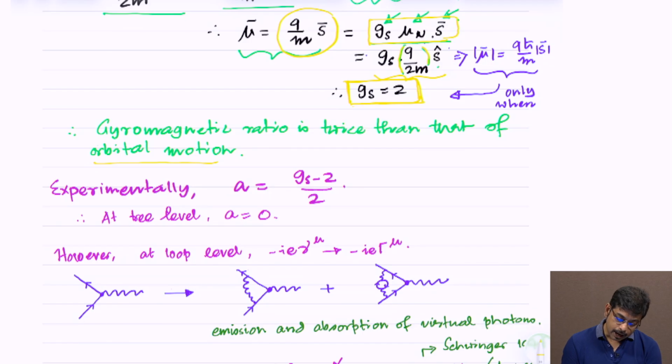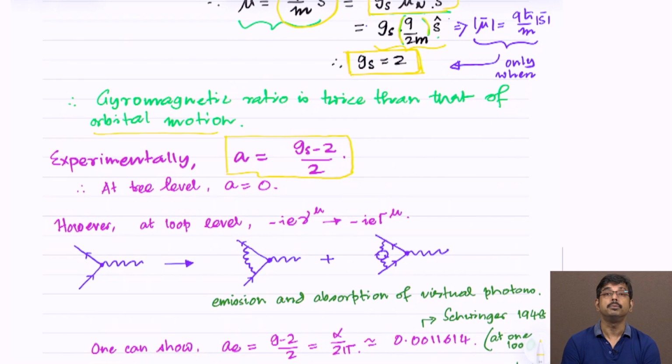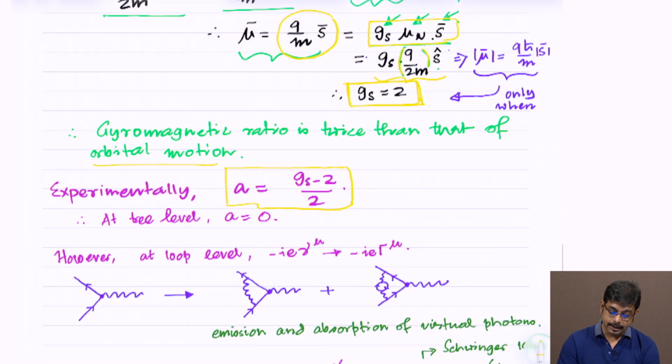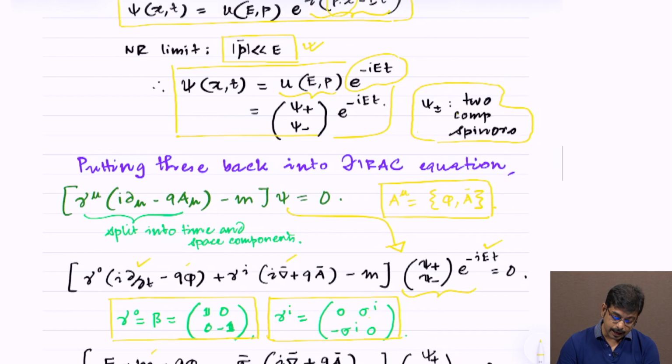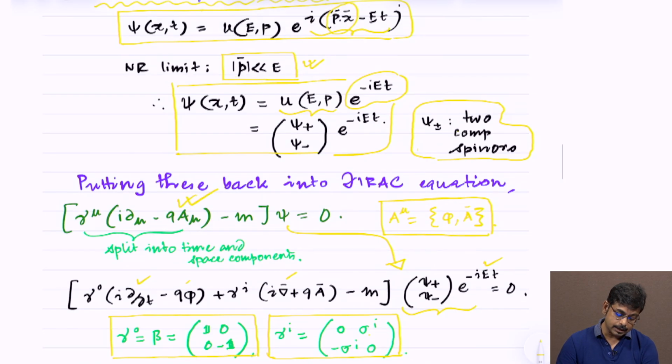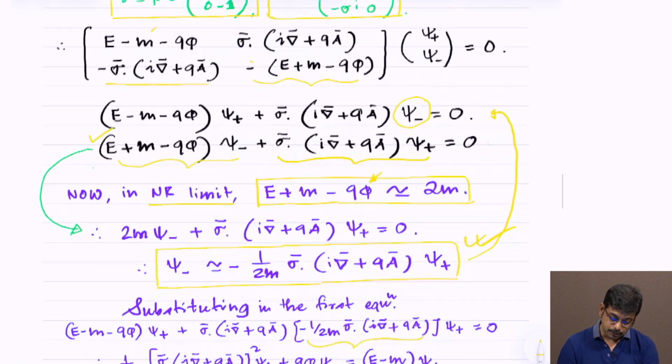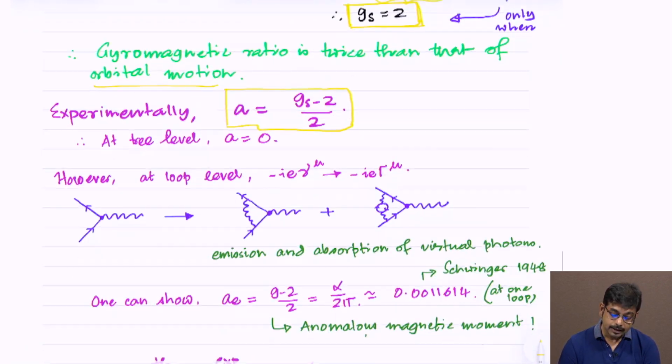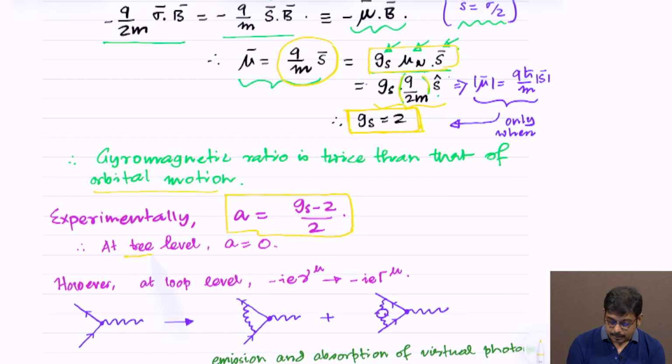Experimentally, what we usually do is measure what we call the anomalous magnetic moment, or a, where we try to see the deviation of Gs from 2. So we measure (Gs minus 2) by 2. At the tree level, or when we are just taking this interaction, gamma mu A mu into psi, which is called the tree level or the classical level, we expect a to be equal to 0. However, quantum mechanically that is not the case.